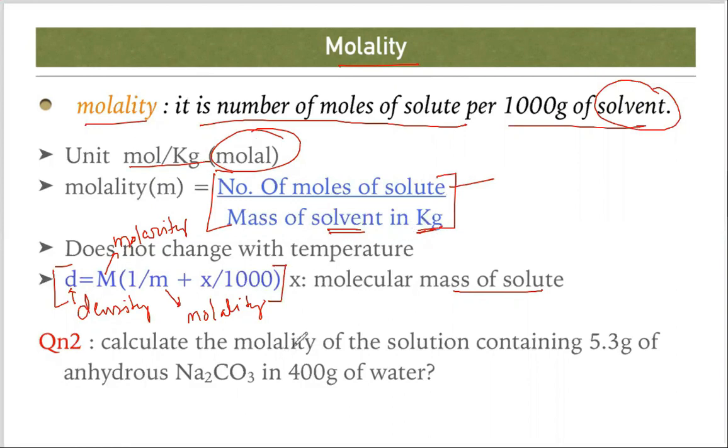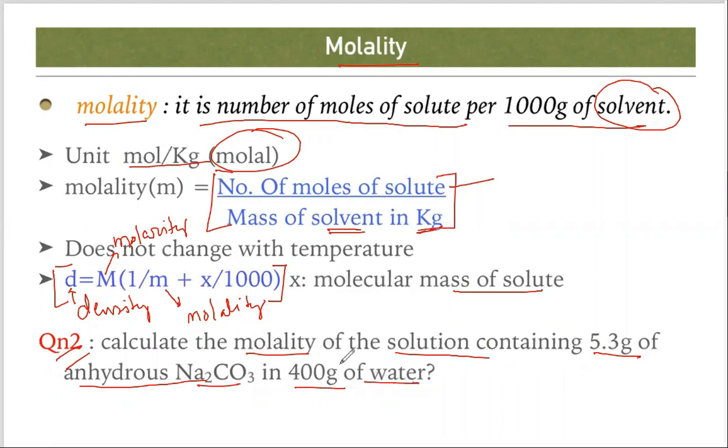I want you to try this numerical and let me know in the comment section. According to the concept, calculate the molality of a solution containing 5.3 gram of anhydrous Na2CO3, sodium carbonate, in 400 gram of water. Anhydrous means without water.